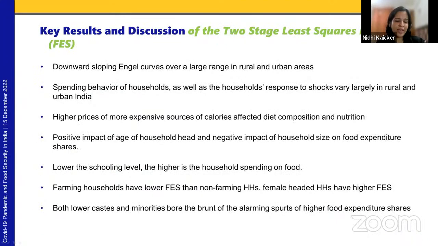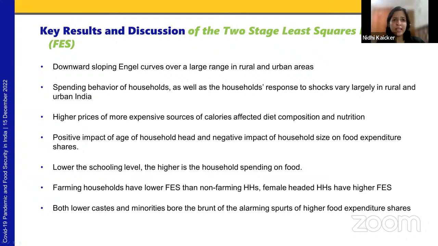Just to summarize our findings from the previous slide, while mathematically we get a concave inverted U-shaped Engel curve in urban areas and a convex U-shaped one in rural areas, for a large range of expenditure the curve is downward sloping. However, the curvature differs, and as MPCE increases, the food share declines at a much faster rate in rural areas compared to the urban.